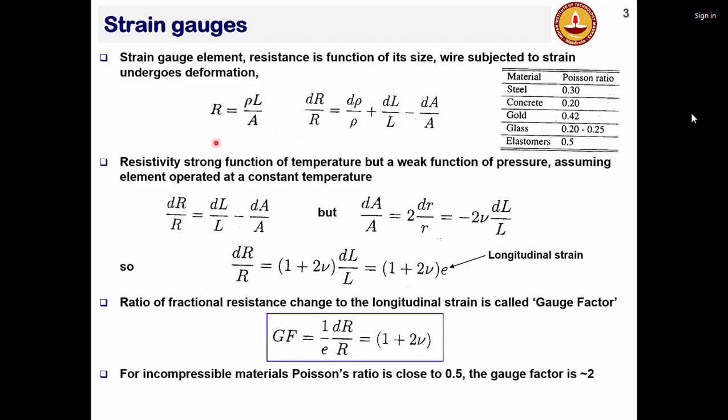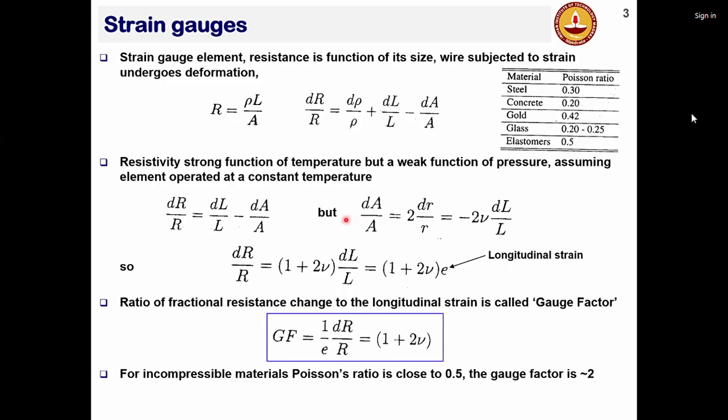Now, if the temperature is not changing, temperature is constant, the resistivity change would be 0. It's because resistivity is only a function of temperature. So assuming a constant temperature, you can write that the change in resistance over the original resistance will be change in length over original length minus change in the area of cross section over initial area of cross section of the strain gauge.